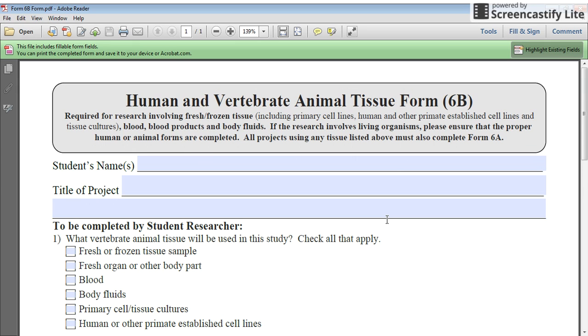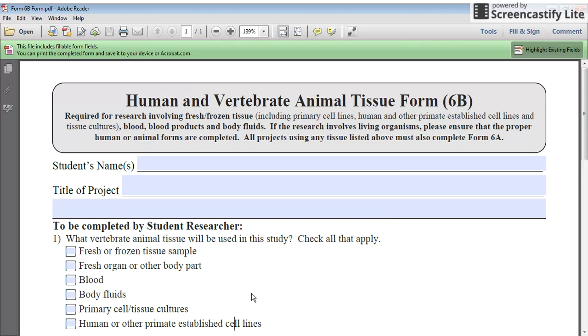In this tutorial, we will cover human and vertebrate animal tissue Form 6b. This form is required for research involving fresh and frozen tissues, including primary cell lines, human and other primate-established cell lines and tissue cultures, blood products, and body fluids. If the research involves living organisms, please ensure that the proper human or animal forms are completed. All products, including any tissue listed above, must also complete Form 6a.